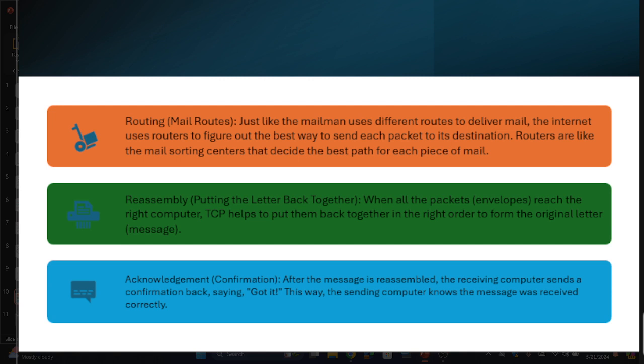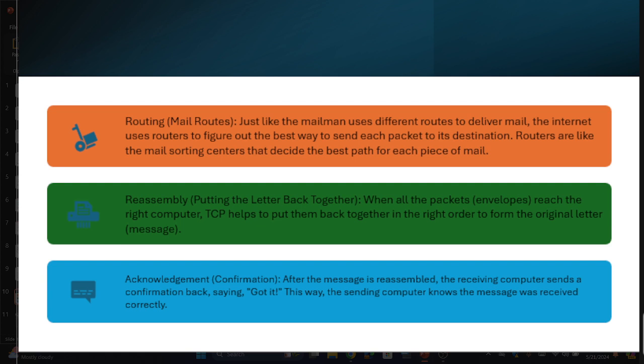Then routing. Routing is like mail routes. Just like the mailman uses different routes to deliver mail, the internet uses routers to figure out the best way to send each packet to its destination. Routers are like the mail sorting centers that decide the best path for each piece of mail.